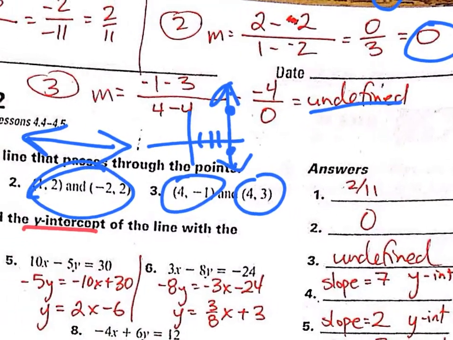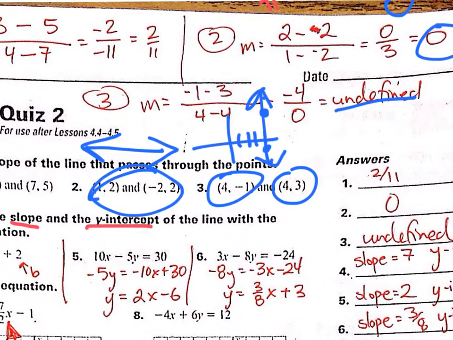Alright. For 5, we're going to have to do a little rearranging. So here's our equation. We want y all by itself, so I subtracted 10x from both sides, leaving me with just this on the left, minus 10x, and then plus 30 on the right-hand side. I then divided both sides by negative 5, and negative 5.